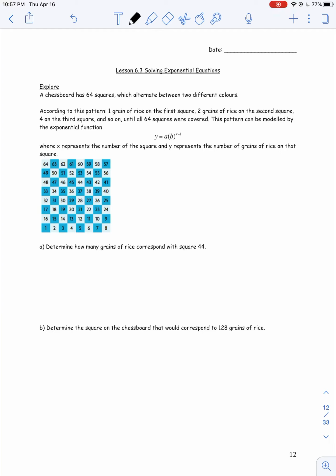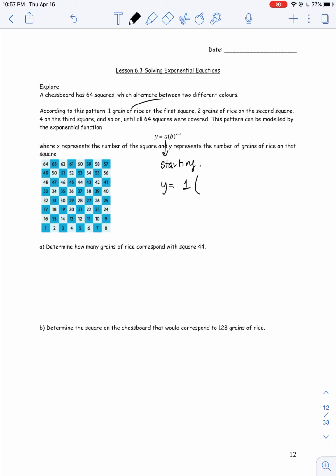The pattern can be modeled by this function. So your A is always your y-intercept value, meaning your starting amount. And in this case, we're starting with 1 grain of rice on the first square. So that's going to be our value.